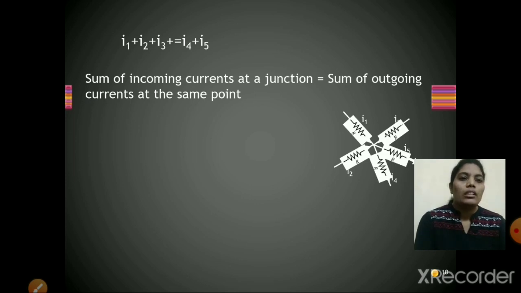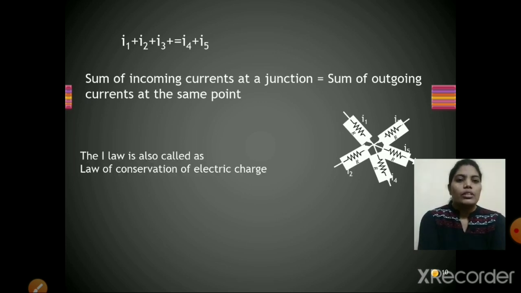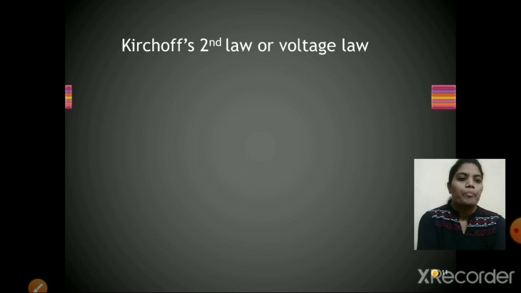So finally we got that the sum of incoming currents at a junction is equal to the sum of outgoing currents at the same point, that is at that junction. So this is the alternative statement for Kirchhoff's first law. Very important expression. So the first law is also called the law of conservation of electric charge.